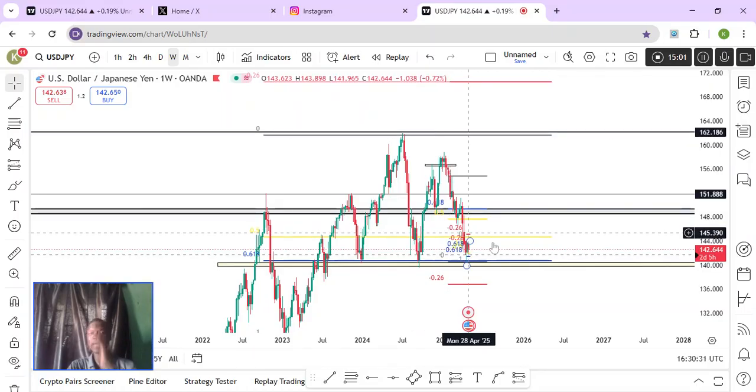So as I was saying, the market spiked all the way to the upside, came back to retest the 0.618 level, which is the golden Fibonacci retracement zone.